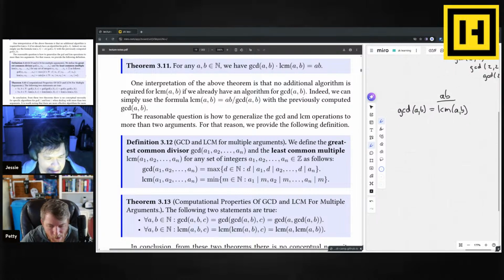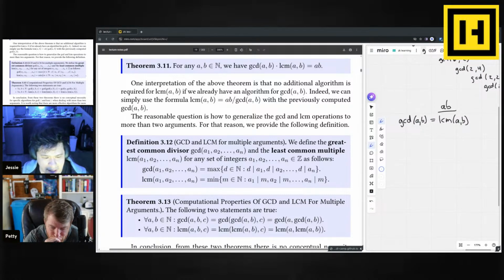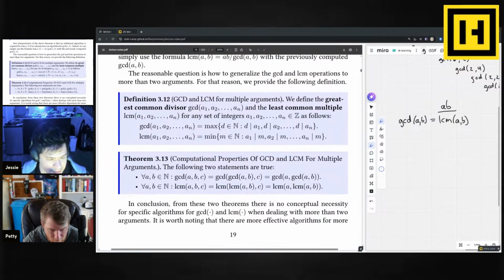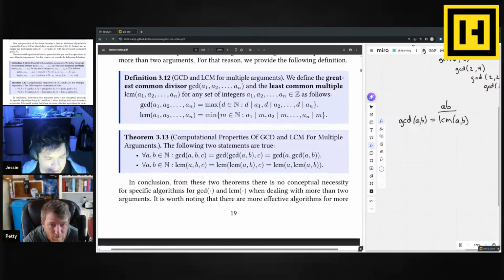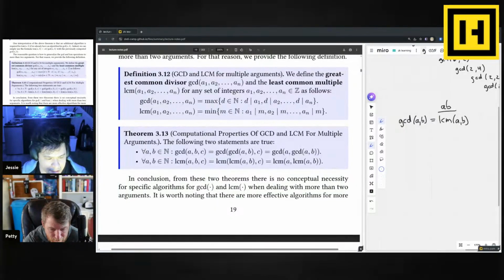parameterized by D is a divisor of a sub 1, D is a divisor of a sub 2, and on to D is a divisor of a sub n. LCM of a sub 1 to a sub n is equal to the minimum of m that exists within the natural number set N, parameterized by a sub 1 is a divisor of m, a sub 2 is a divisor of m, up until a sub n is a divisor of m.